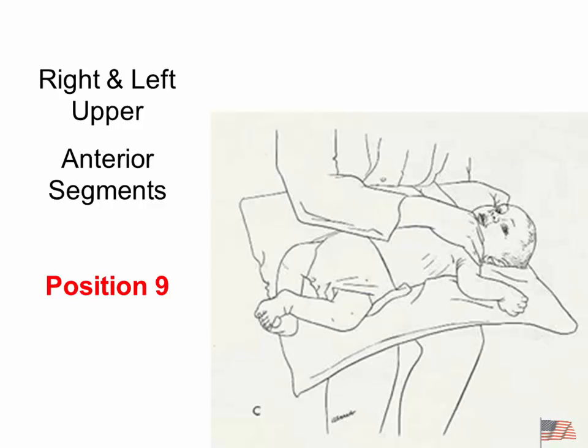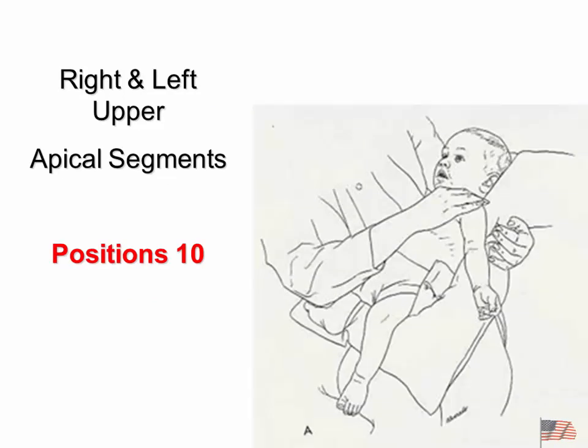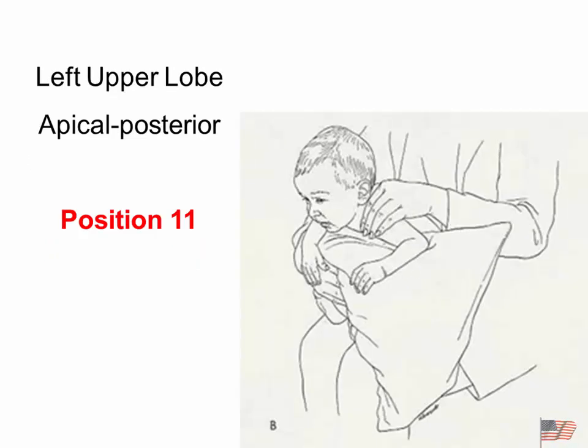Anterior segments, apical segments, again sitting up and draining. And there's the left upper lobe, again, similar to leaning over the table or leaning over the pillow.